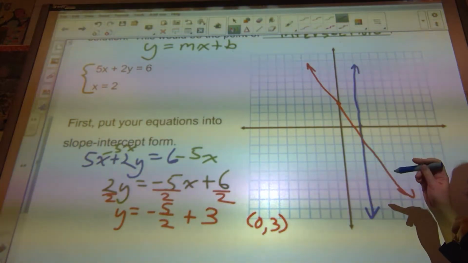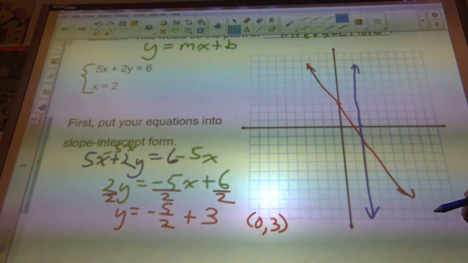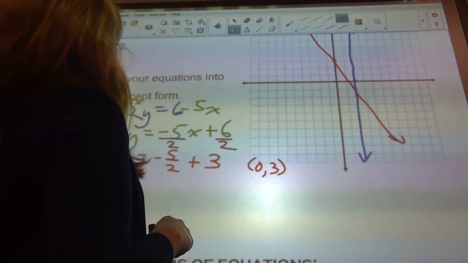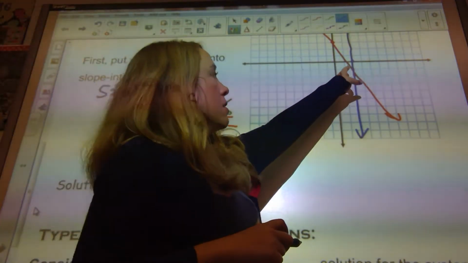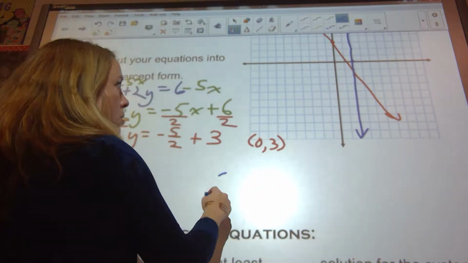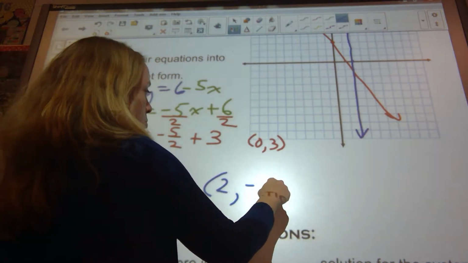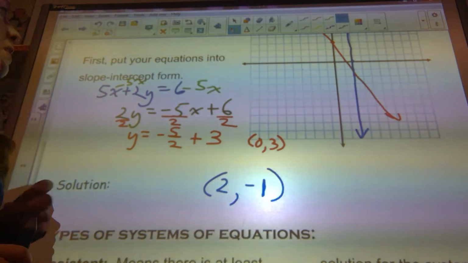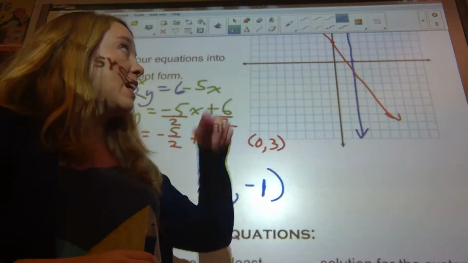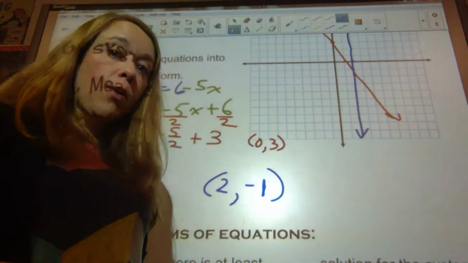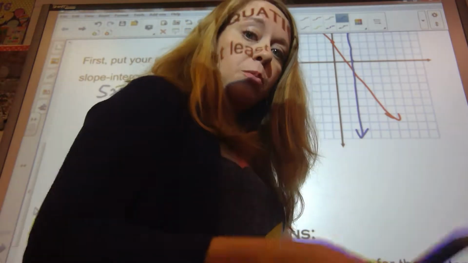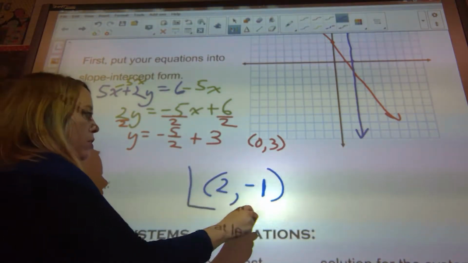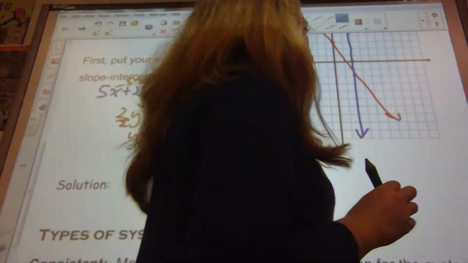Can we see where it appears to intersect? It appears to intersect at 2, -1. That appears to be the point of intersection. And so we just solved it graphically. So that's our solution. There are more exact ways to solve these that we're going to learn later on in the week, but this is the first method that we're using. So this is our solution.